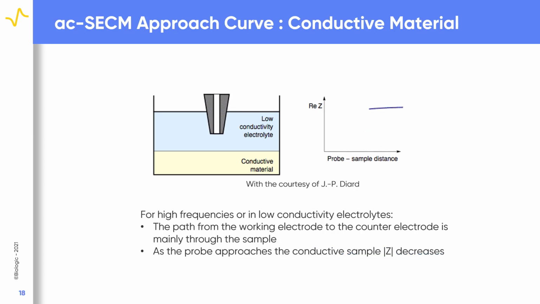When a conductive material is measured in a low conductivity electrolyte, for example tap water, or at high frequency, it is now favorable for the signal to short through the sample. Therefore, as the decreasing probe-to-sample distance causes the solution layer to become thinner, the barrier to the signal traveling through the sample reduces. This in turn causes the measured impedance to decrease, as illustrated.